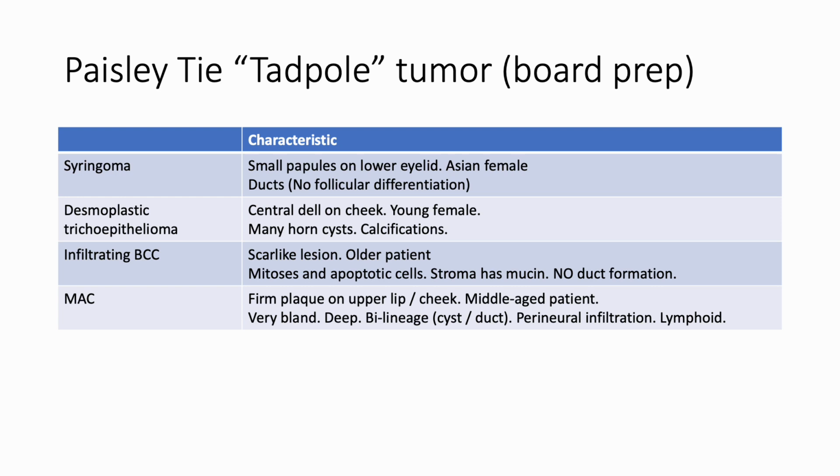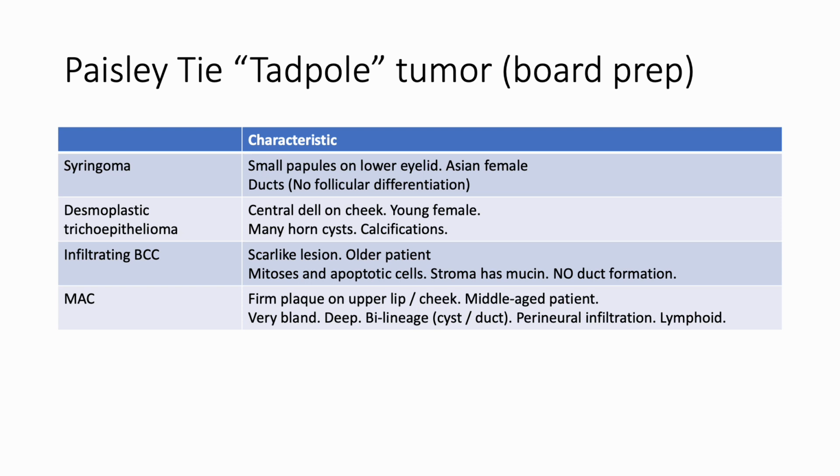The syringoma has a unique location. It usually happens in the lower eyelid of Asian females, and it's usually bilateral and multiple. And since it's syringoma, they are composed of many ducts without follicular differentiation. The DTE, or desmoplastic trichoepithelioma, from the name you can tell it is a follicular differentiated tumor, and you can see many horn cysts, meaning there is follicular differentiation, and it has a unique demographic pattern, which is young female and on the cheek with a center dell.